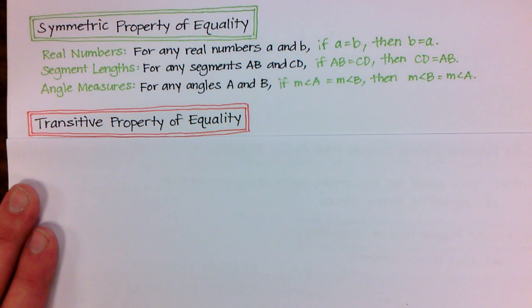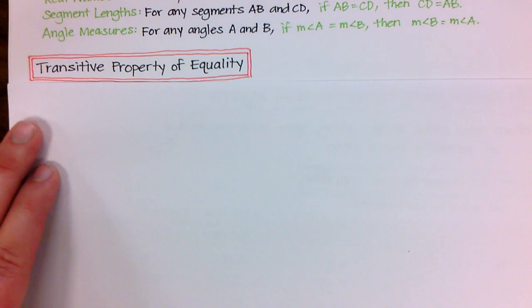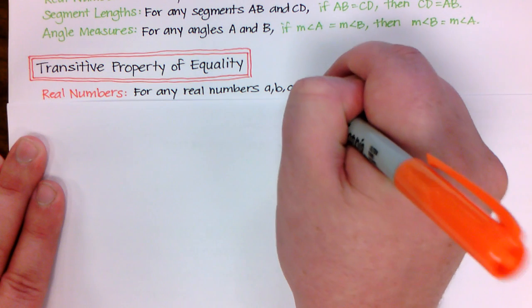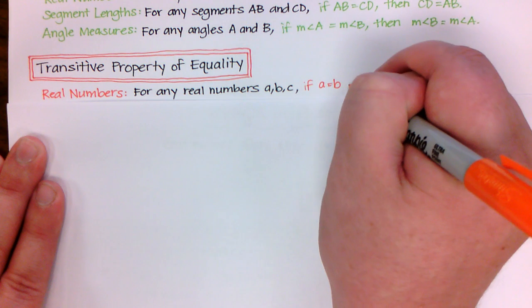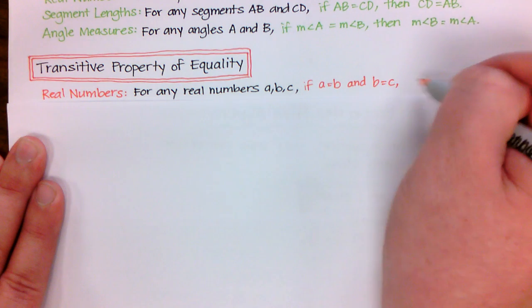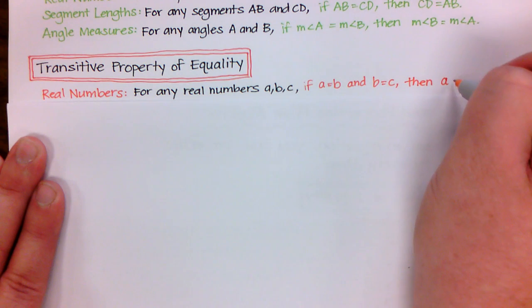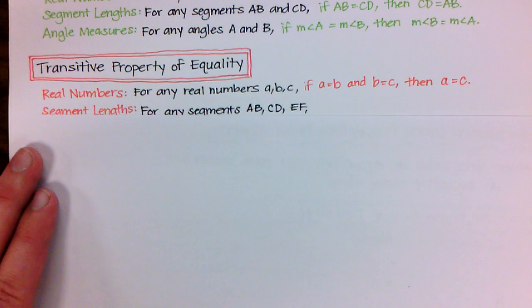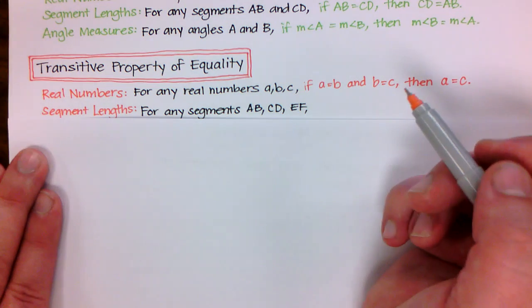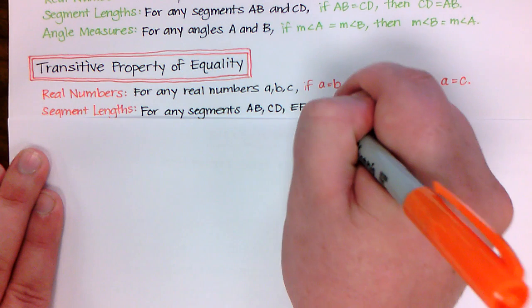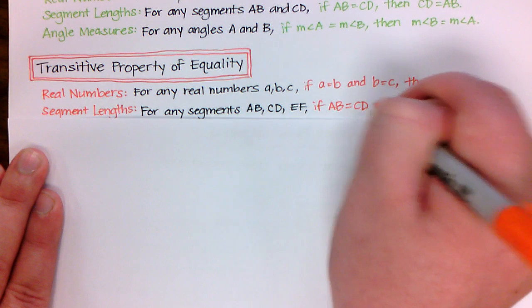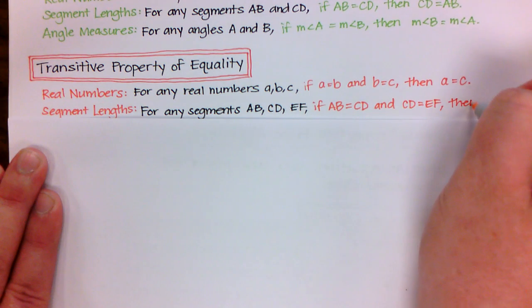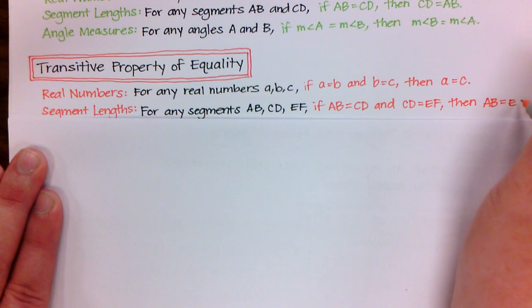The last one is called the transitive property of equality. And for this one, we're going to start with the real numbers, and we're going to say for any real numbers a, b, and c, if a equals b and b equals c, then I can assume that a is also equal to c. All right, this is very similar to what we learned already this year in geometry. For segment lengths, I can say for any segments AB, CD, and EF, if AB is equal to CD, and if CD is equal to EF, then the measurement of AB must be equal to EF.